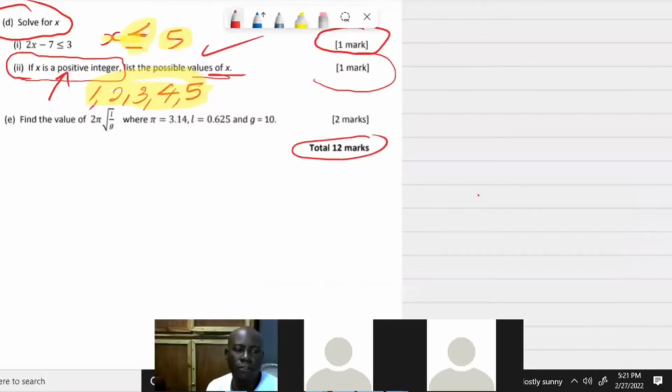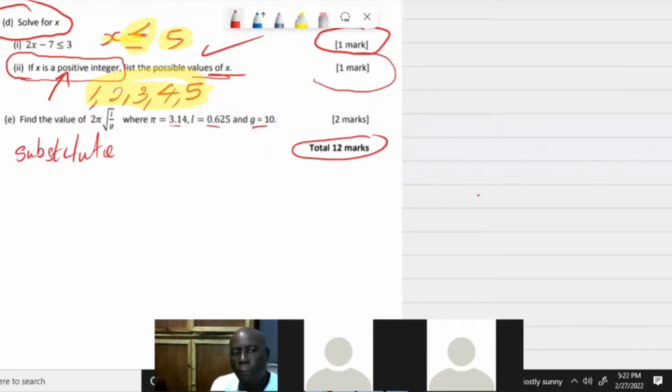Find the value of 2 pi times the square root of L over G when you're given all of these. Pi is this, L is that, G is that. So they wanted to find the value of this. It's testing to see if you can substitute. So this question is really going back to your grade 9. Can you substitute? Yes, you can.